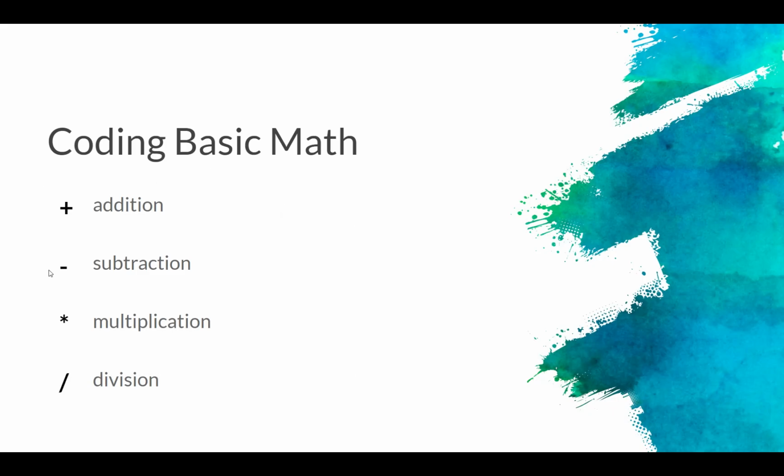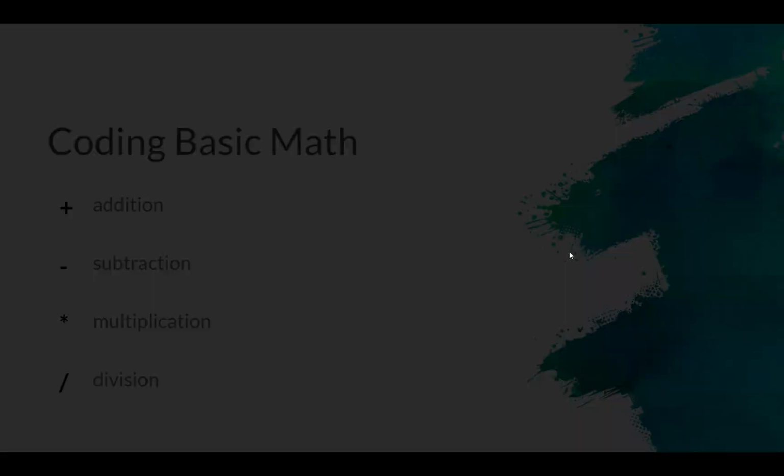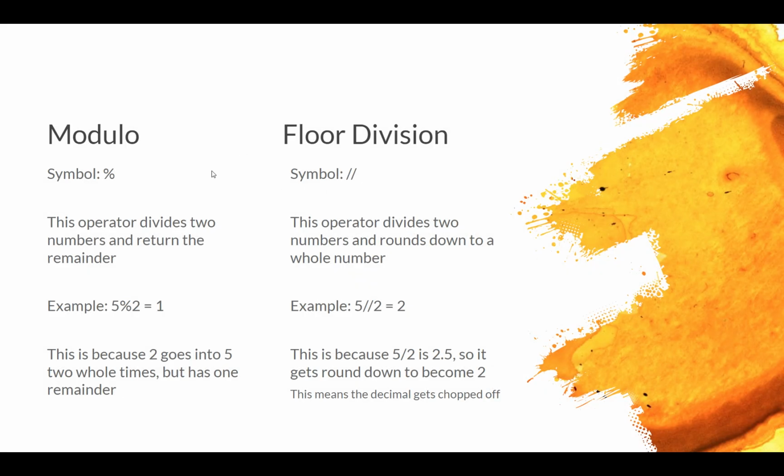So when we're doing basic math, there's four main types. So addition, subtraction, multiplication, division. If you know what they do, we're going to use them in that way. And we have two new functions called modulo and floor division. So modulo, just like addition is plus and subtraction is minus, the symbol for modulo is this percent sign. So this basically divides two numbers and gives the remainder.